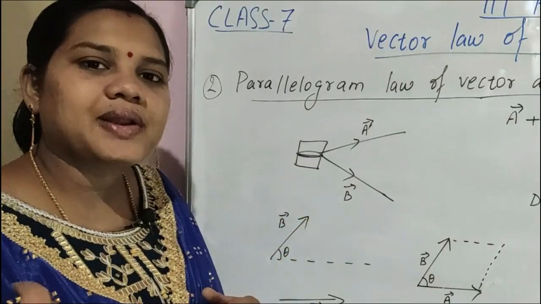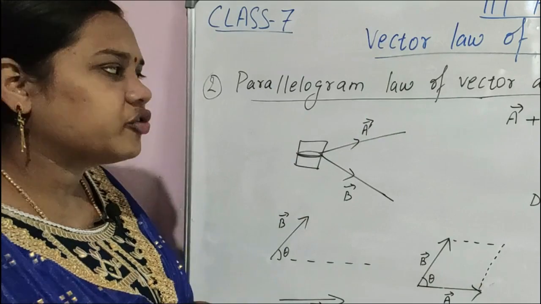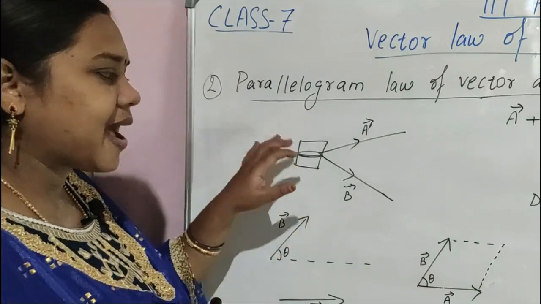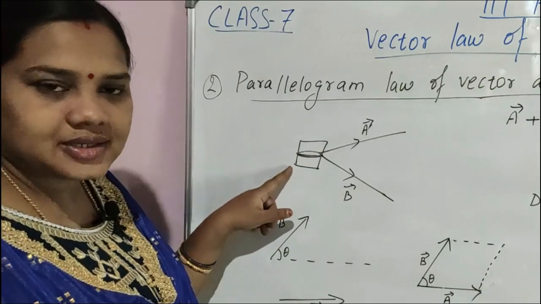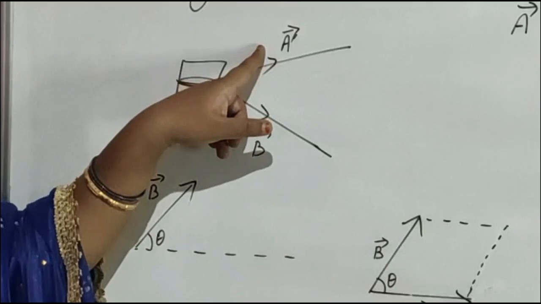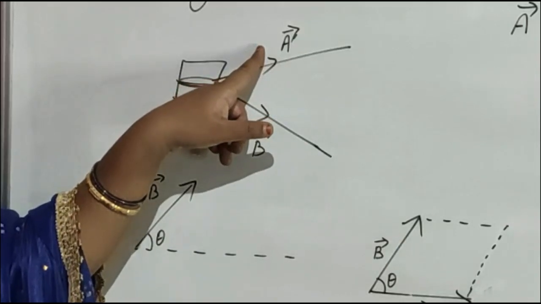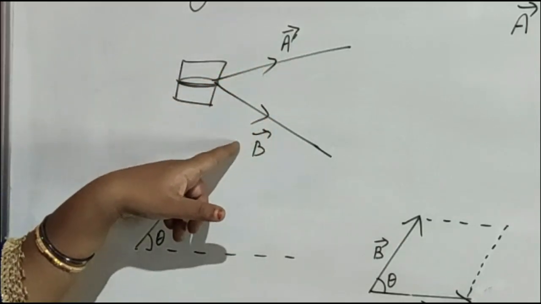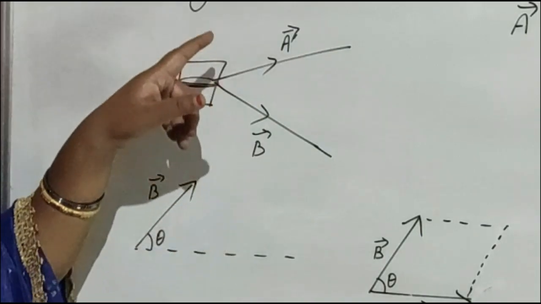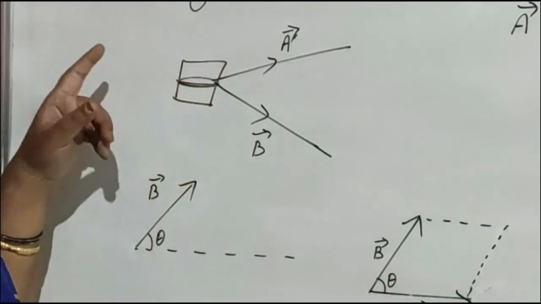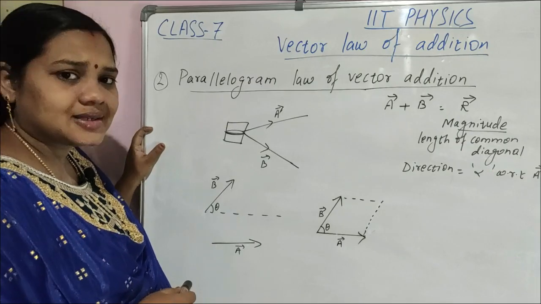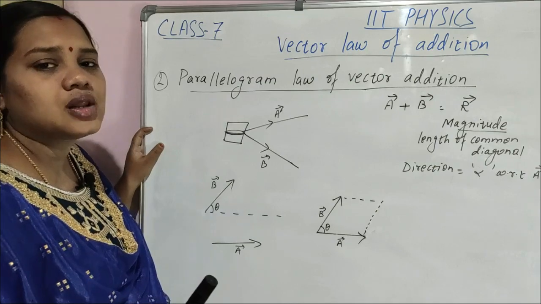Pulling means what? Applying force. So force is what? Vector quantity. So two vectors are acting on the same particle. A vector, B vector. From here one person is pulling this box with some force. From here also the second person is pulling that box with some force. So two vectors are acting on the same particle. So now what is the resultant? How will the box move?